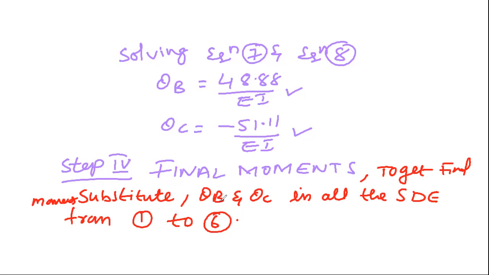Now we are going to substitute this theta B and theta C. Here I am not going to write the equation again, because it is the same equation: MAB equals MFAB plus 2EI by L times 2 theta A plus theta B minus 3 delta by L. Here delta equals 0 because we don't have any sinking of supports, so I'm not going to include this term.